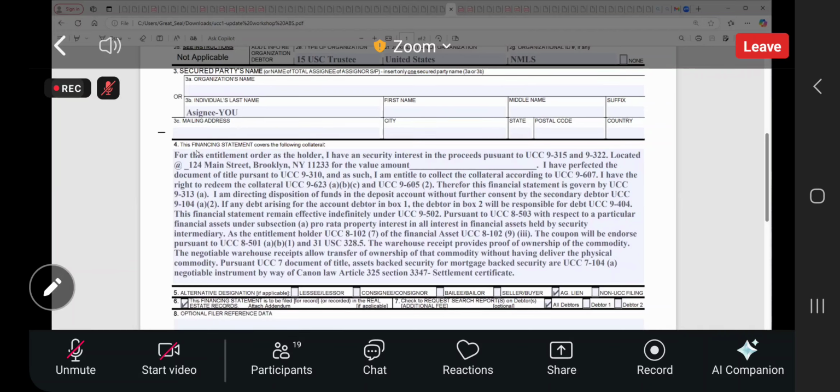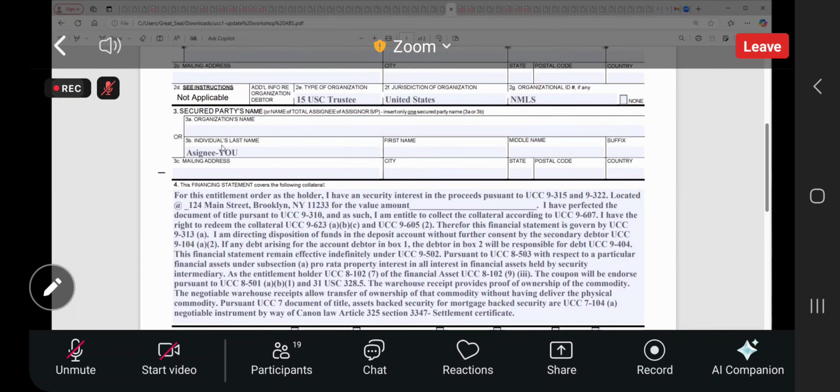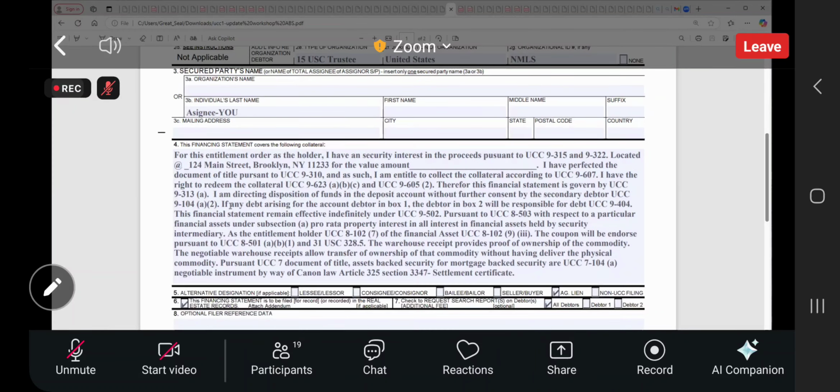Now, on this UCC, again, we've got the assignee, okay? And like I told you on the UCC 1, you are the assignee. Last name, first name, middle name, very important, assignee. Now, you go here into the codes, and as we go into the codes, we start understanding what the codes are saying.